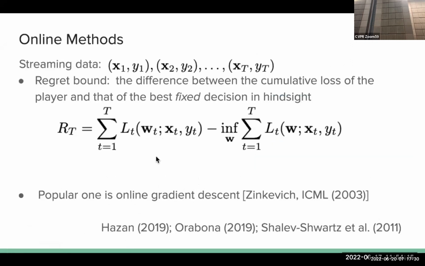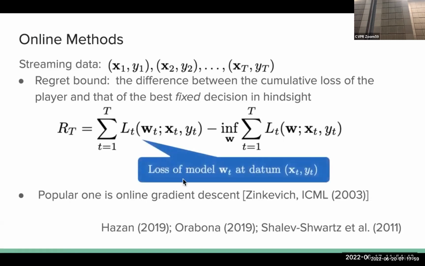To handle stream data, online methods are considered, with regret bounds. The performance of online methods is measured by the regret bound. Roughly speaking, regret is just the difference between the cumulative loss and the best possible loss in hindsight. Mathematically, it can be defined as this R_T here. L_t is just the loss of model w_t at data x_t and y_t. So the summation is called the cumulative loss. And this is the best decision in hindsight.